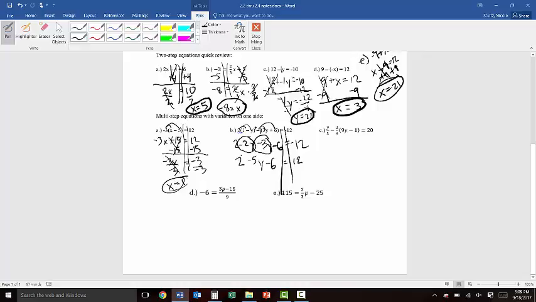Similarly, we can group a positive 2 and a negative 6 together. So I'm not undoing either of these, I'm just simply combining them. So 2 and negative 6 will make negative 4.